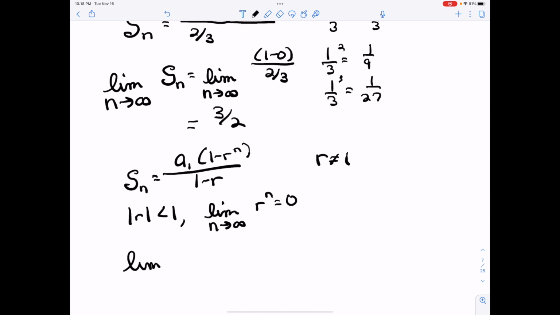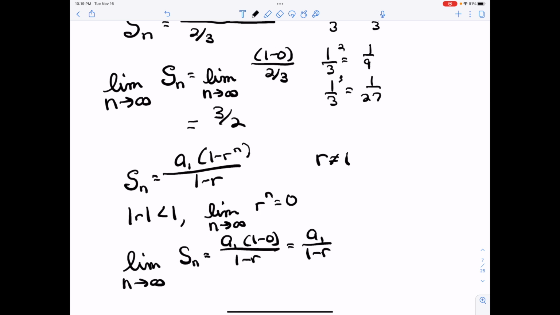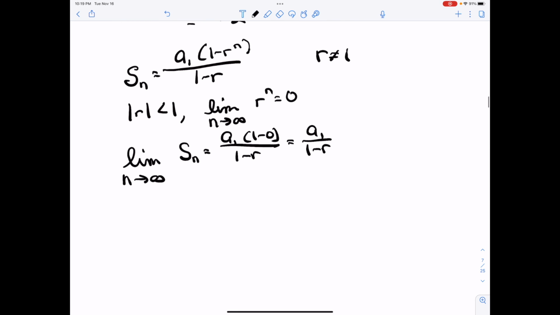So the limit as n goes to infinity of S sub n is going to be a sub 1 times 1 minus 0 over 1 minus r. So it's going to be a sub 1 over 1 minus r. So rather than saying S sub n, let's say S sub infinity. S sub infinity equals a sub 1 over 1 minus r, as long as the absolute value of r is less than 1.